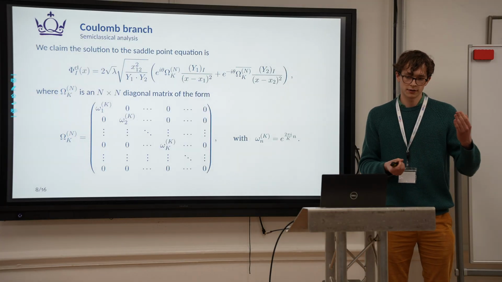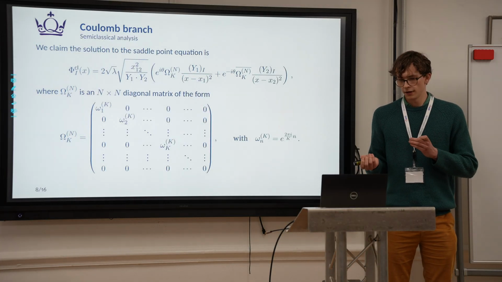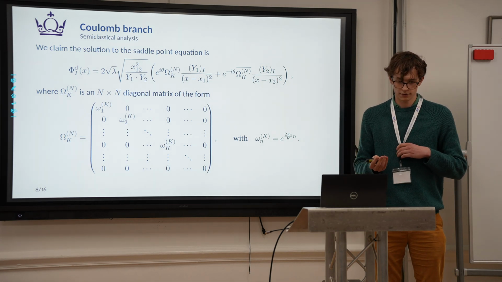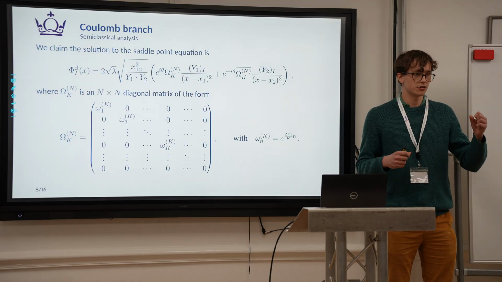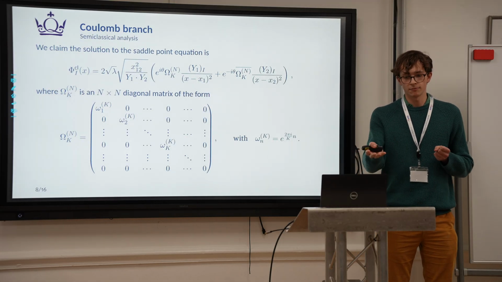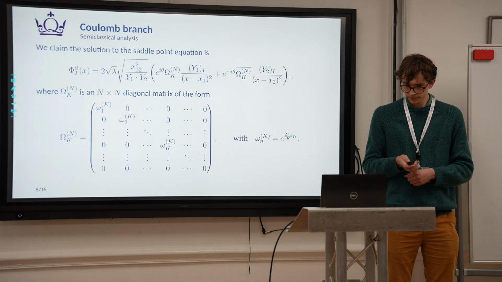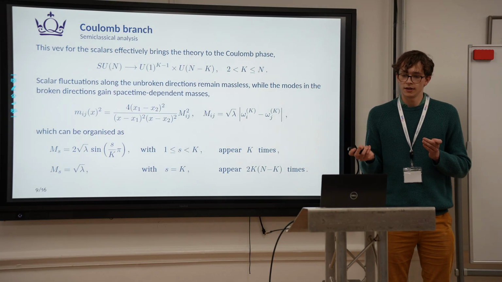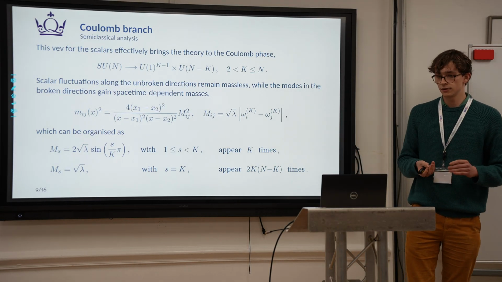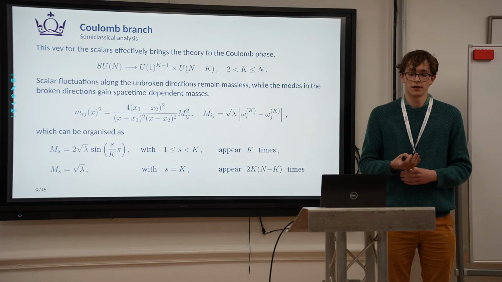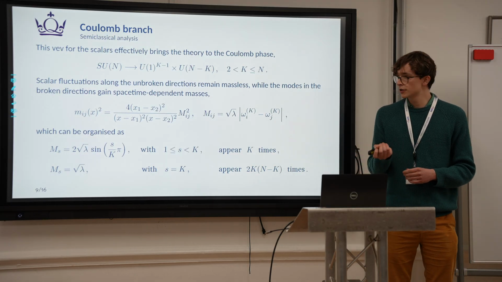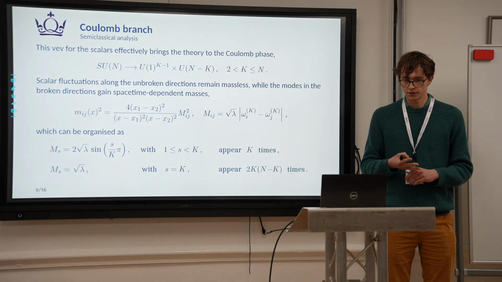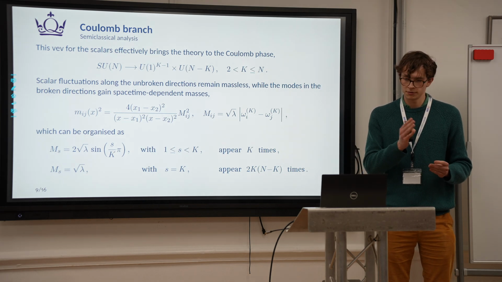So what this means is that the correlator in this large charge limit, the heavy operators kind of source this background, which is given by this classical solution. In particular, this background brings the theory to the Coulomb phase. So this classical background breaks SU(N) to U(1)^(k-1) times U(N-k). So k can be between 3 and N.